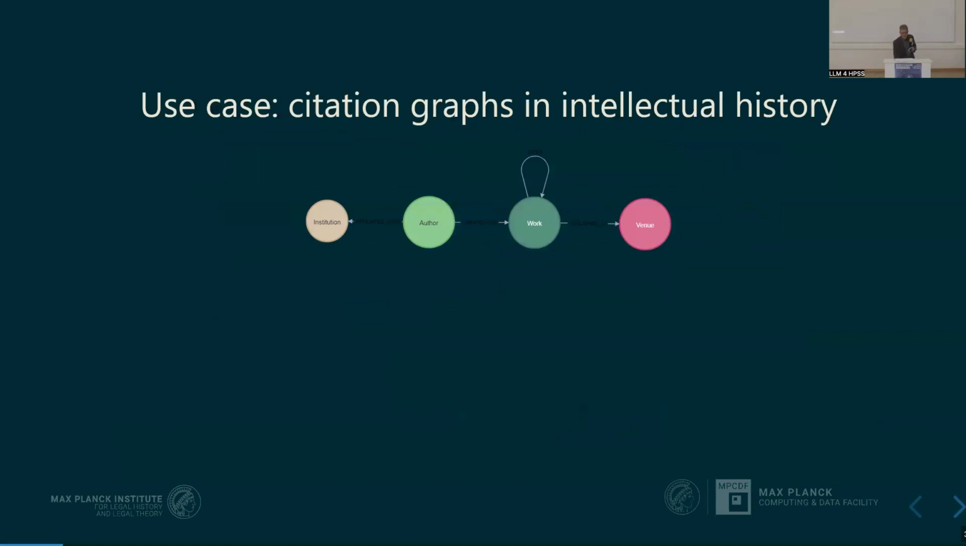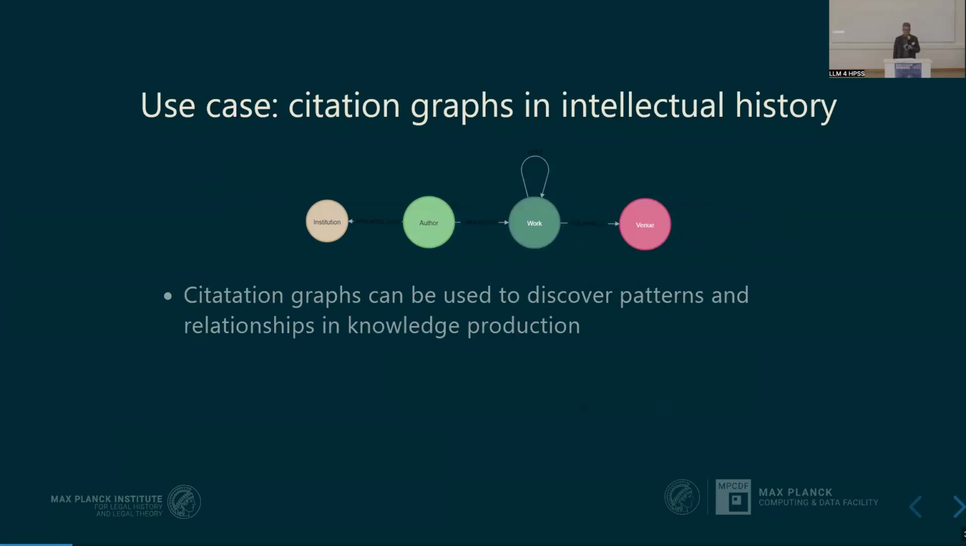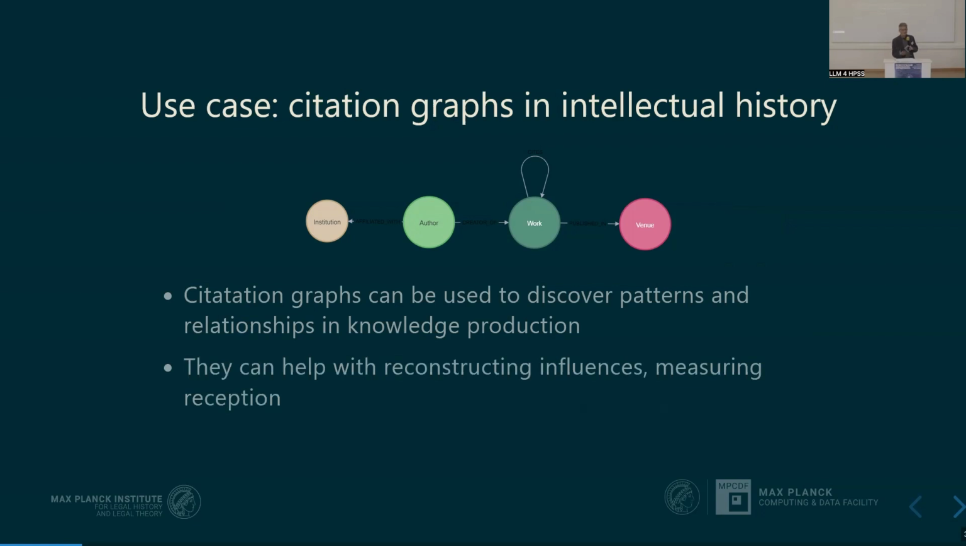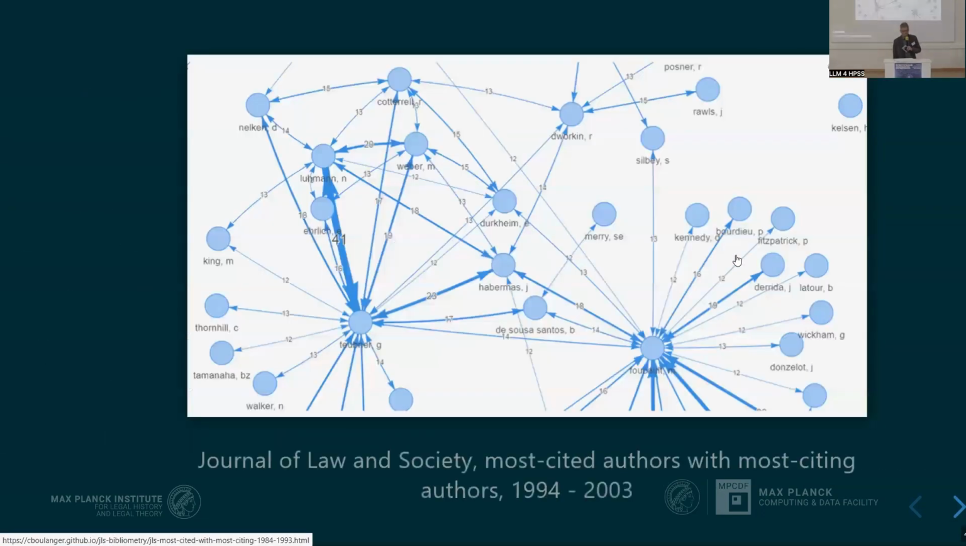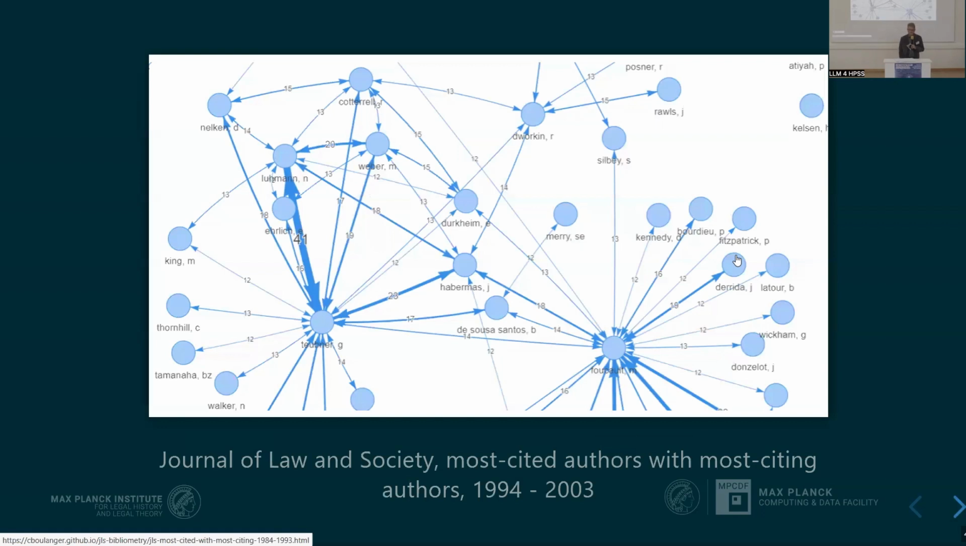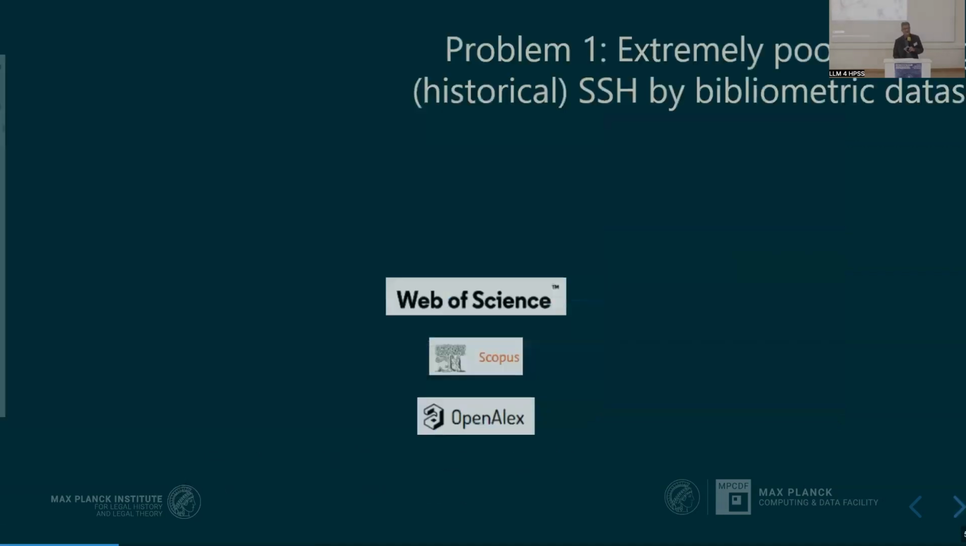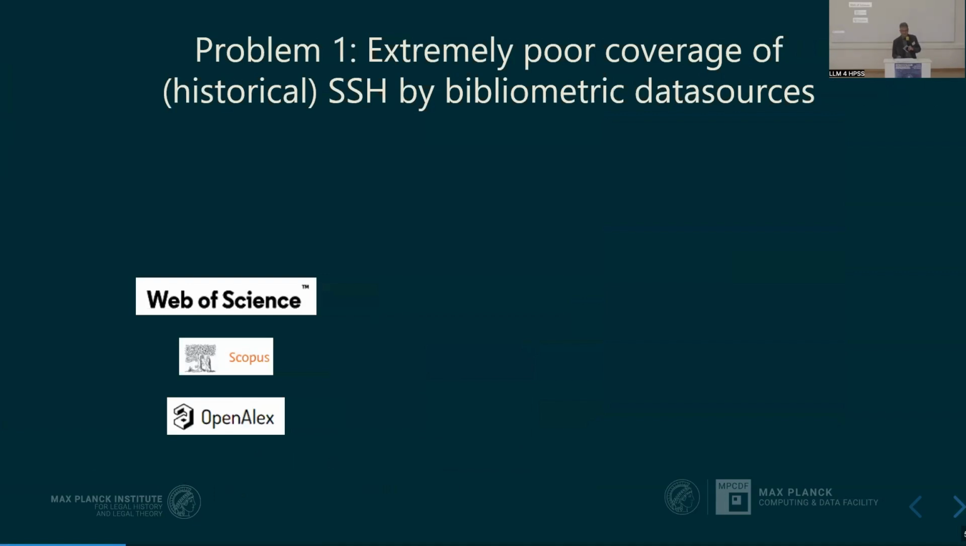And citation graphs are obviously quite useful in the history of science or intellectual history generally to discover patterns and relationships in knowledge production. We can look for influences and measure the reception of ideas that have been published. One obvious example is to look for most cited authors over time. I have an example here from the Journal of Law and Society in a specific time frame. If you visit the slides that are online, you can click on it and have a nice interactive web application to show it. But what's our problem?